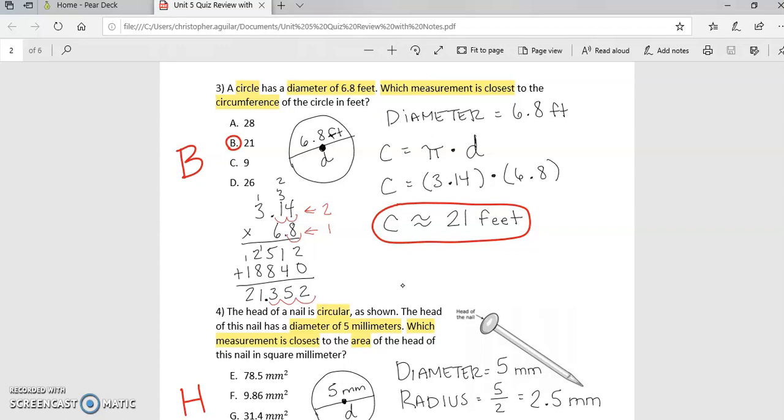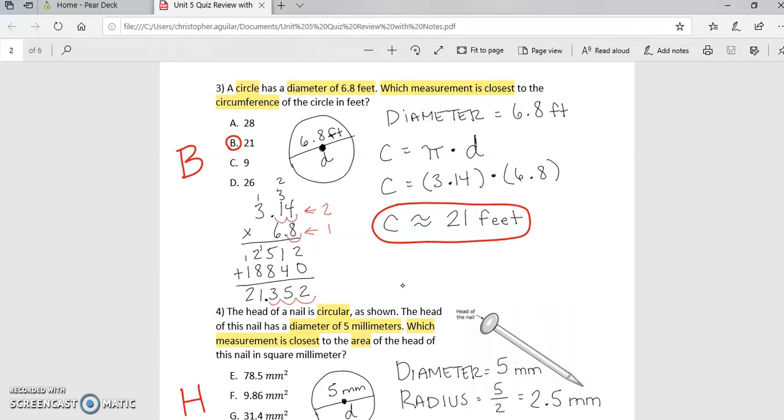So for my circumference formulas, you have two to choose from. One that has the radius and one that has the letter D for diameter. I'm going to choose the one with diameter because that's what I'm given. So circumference equals pi times the diameter. Pi is equal to 3.14 as a decimal, and the diameter they told us was 6.8 feet. So when I multiply 3.14 times 6.8, I get 21,352.